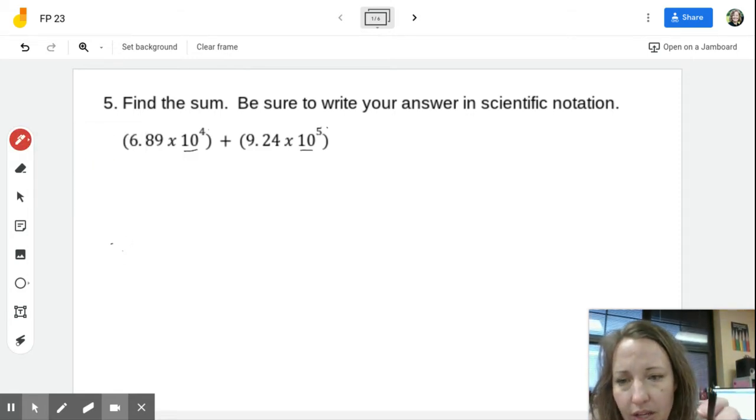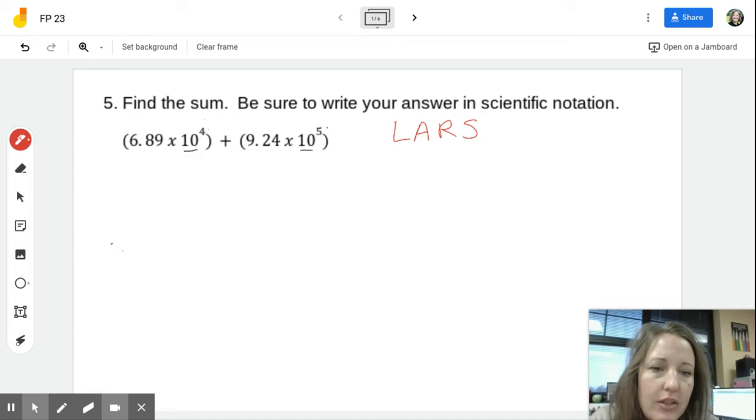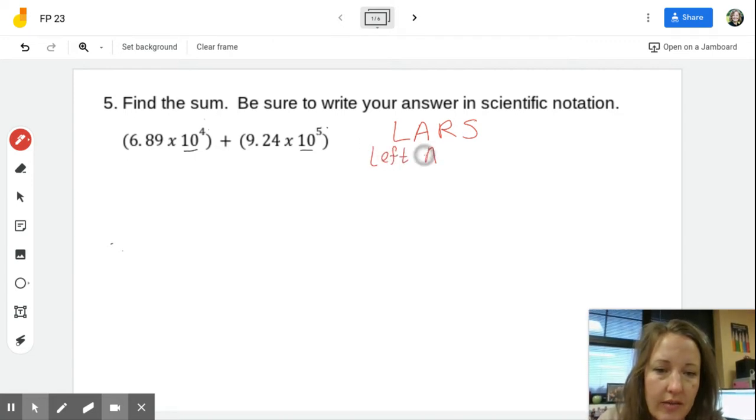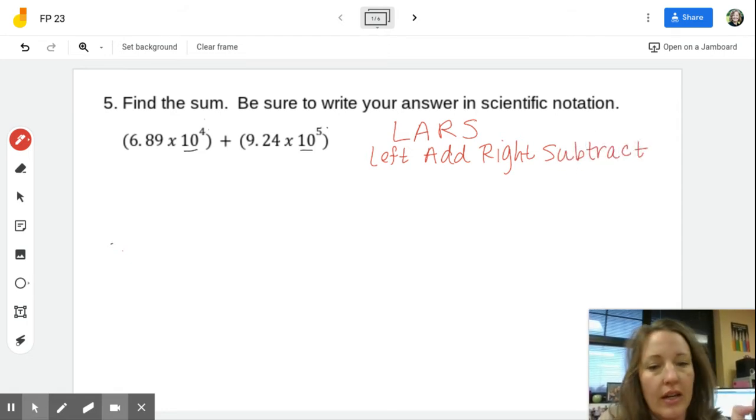Now, as you can see, I can either make the first one a 5 or make the second one a 4. And I have to follow these rules. When I explained it to you earlier in the year, I used LARS as a way to remember that. Left, add, right, subtract. It's just a way to kind of remember this. The principle is I have to maintain equality.